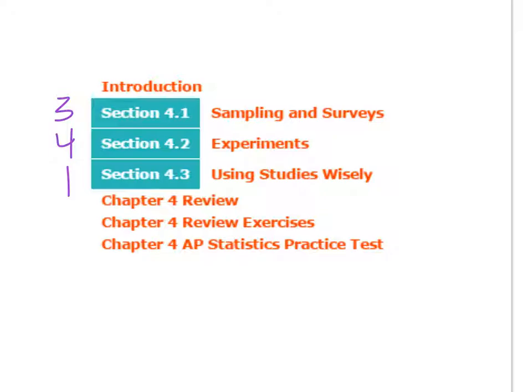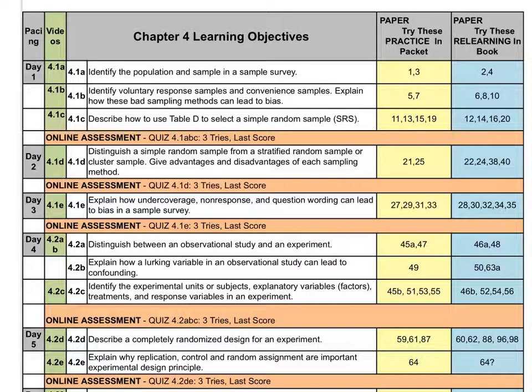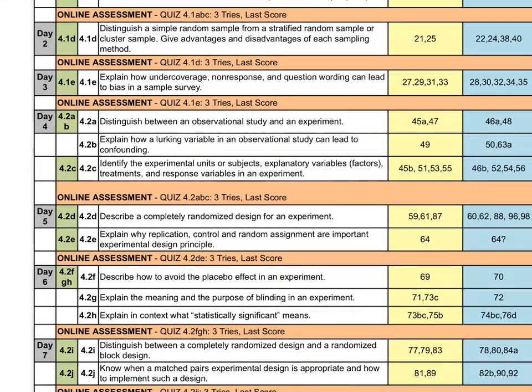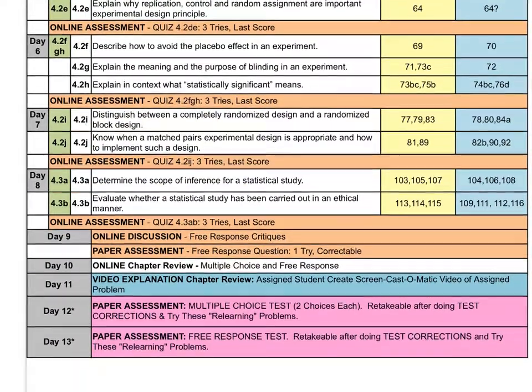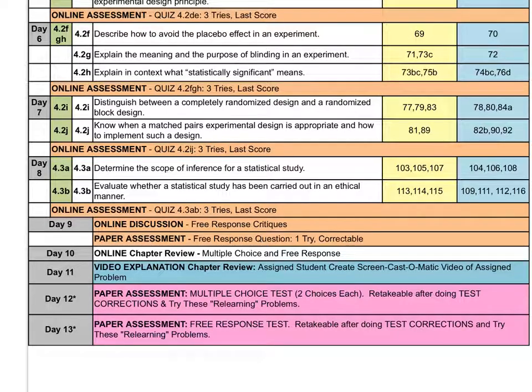In terms of lecture, we're going to have 3 days of lecture on section 4.1, 4 days on section 4.2, and wrap it up with 1 day on section 4.3. This chapter is set up as all the other chapters have been in the past, where we will have the lecture and then your daily quiz. Again, you're going to notice there's 8 days of lecture. There are no applets for this one because it is such a non-mathematical section.